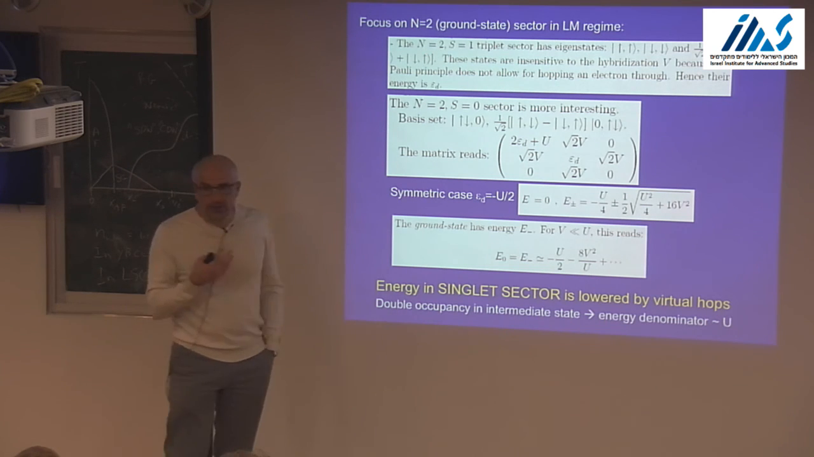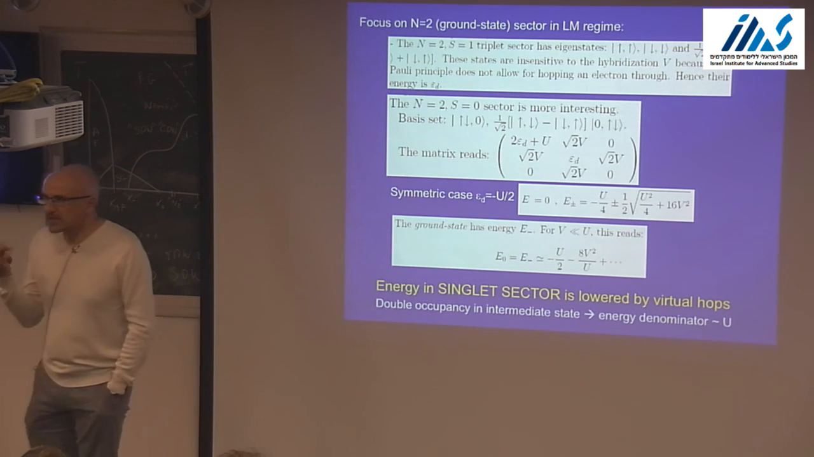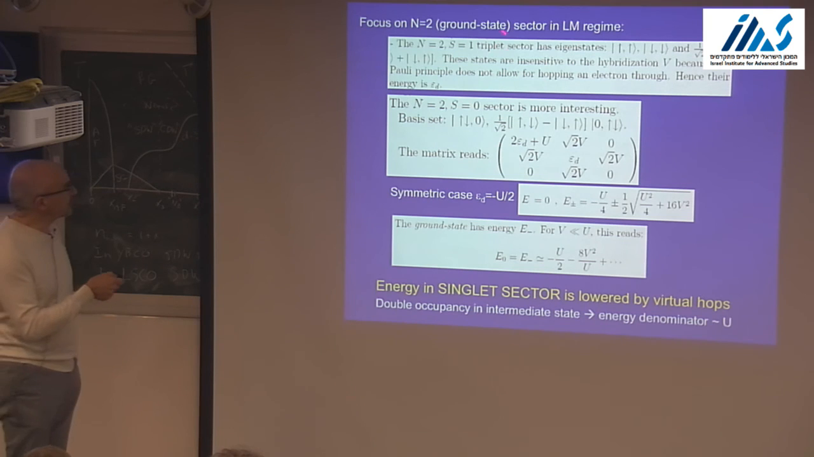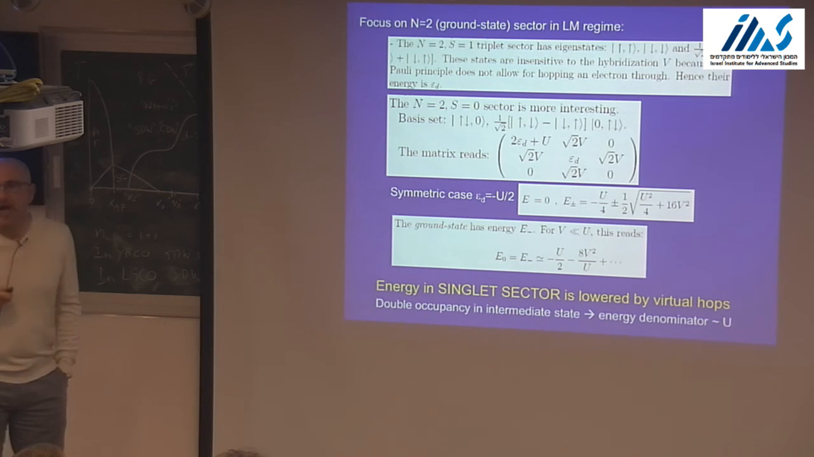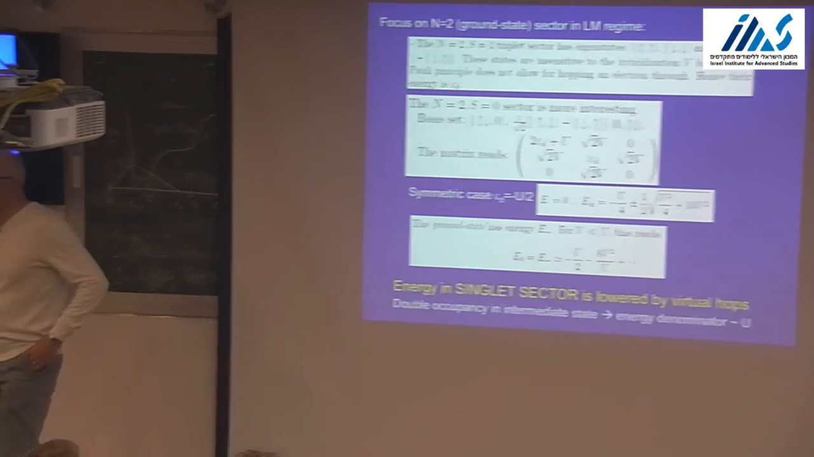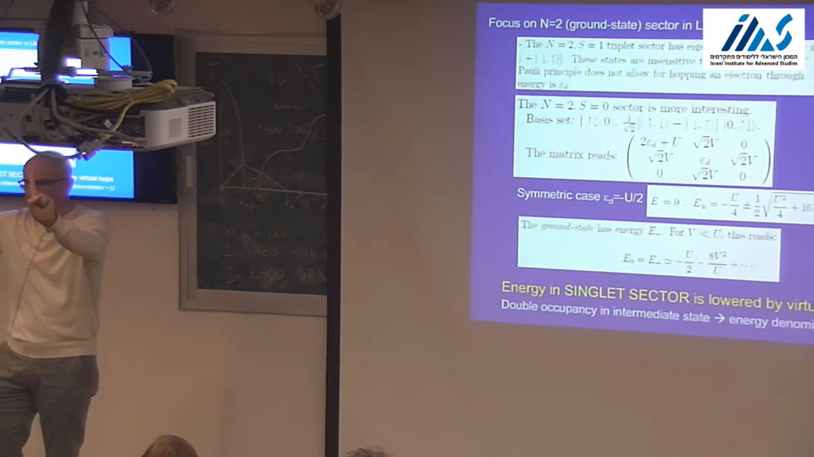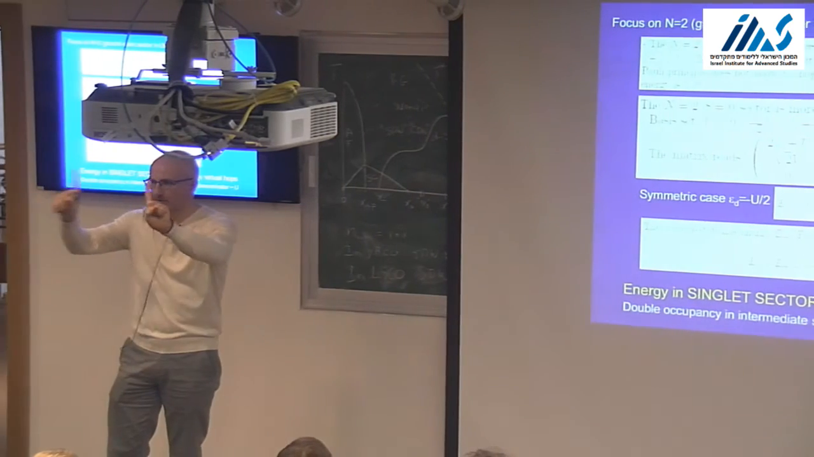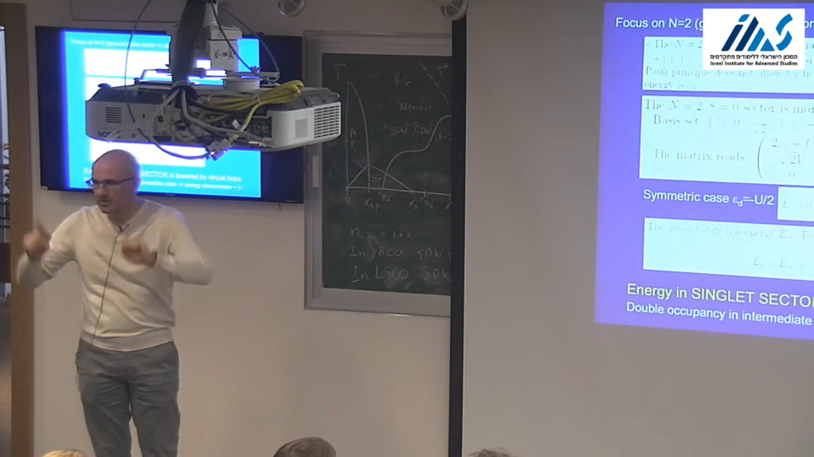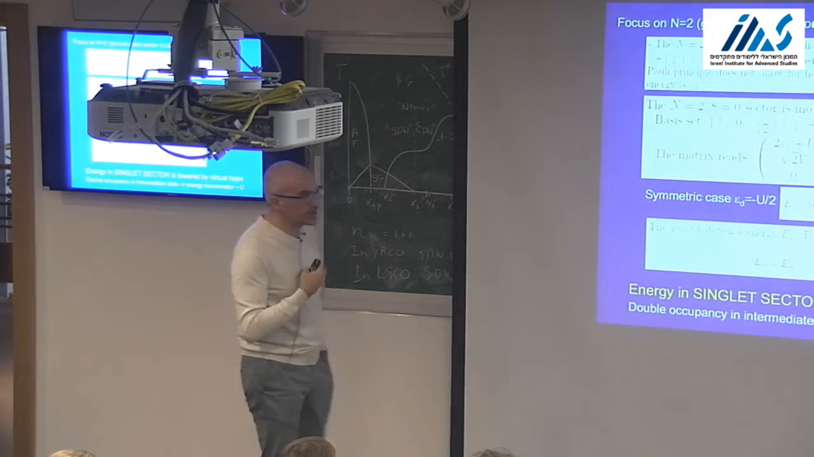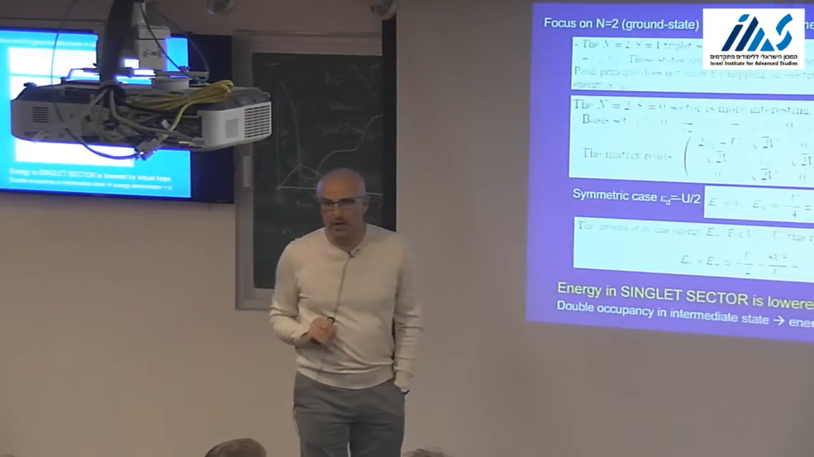So what happens when you turn on V in this system? Well, in the triplet state, nothing happens. Why is that? Because if you are in the triplet state, let's take this component of the triplet state, you just cannot hop because of the Pauli principle. So the effect of V in the triplet sector is null. There is no effect.